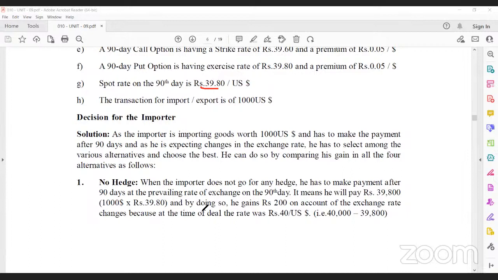So this is 39 rupees, and by doing so, he gains rupees 200. Now, how is this 200? See here, exchange rate changes because at the time of deal, the rate was rupees 40 per US dollar. So the difference arising is 40,000 minus 39,800. Here, the importer will gain rupees 200. Okay, there is no hedging. He is gaining rupees 200. Okay, this is the no hedging case.